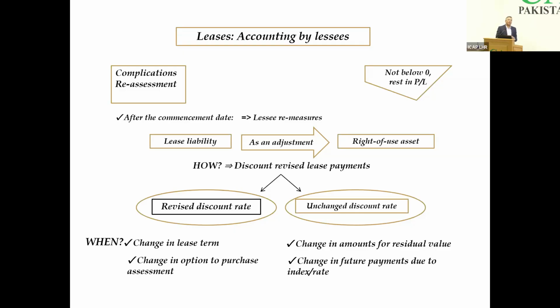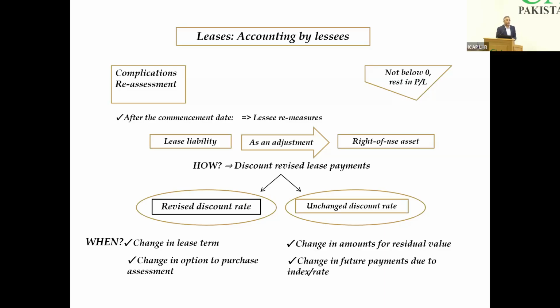But it's very important that sometimes there is a reduction in the lease liability, and you reduce the value of the lease liability and credit the right of use, and you come to the conclusion that the asset has become zero. Then the excess amount will be charged to the profit or loss account; that will not be credited to the asset. That's why "not below zero" is mentioned in the slide. So what discount rate will you use to determine the new value of lease liability? There is a revised discount rate at the time of reassessment, or the unchanged discount rate which you determined at the commencement date.